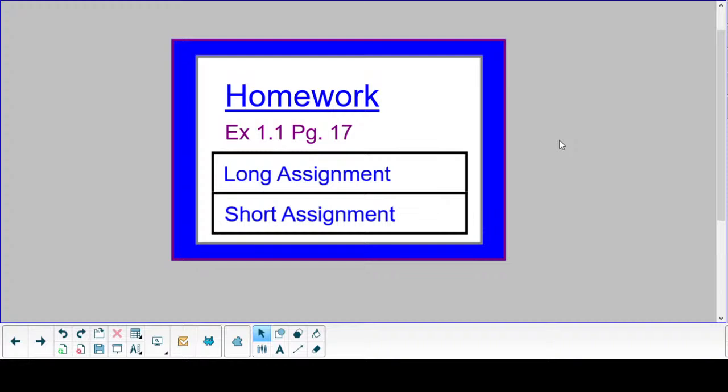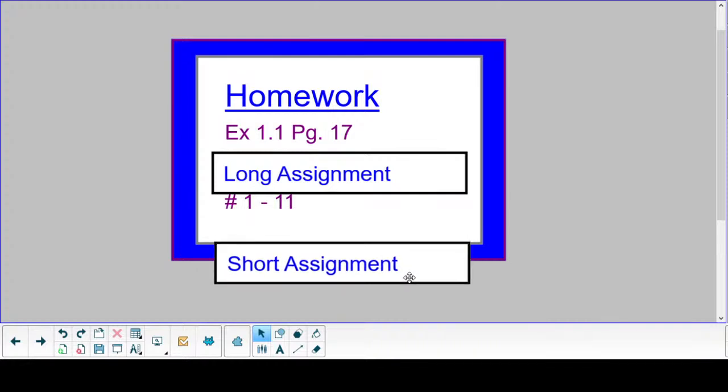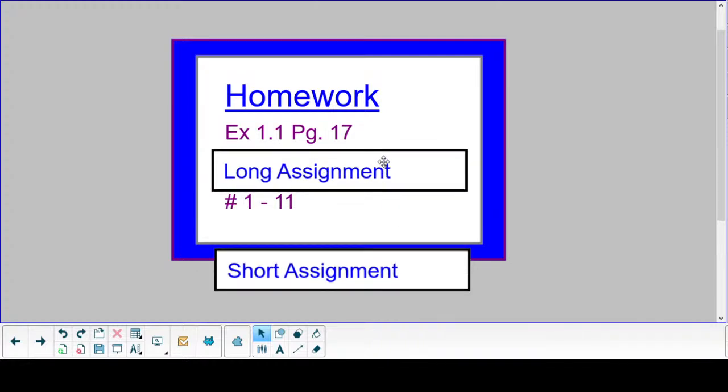Would someone like to take the responsibility for the class and pick either the long assignment or the short assignment? You do it. Benjamin. I pick the short assignment. That could be the death door. It could be a trap. Questions 1 to 11 on page 17.